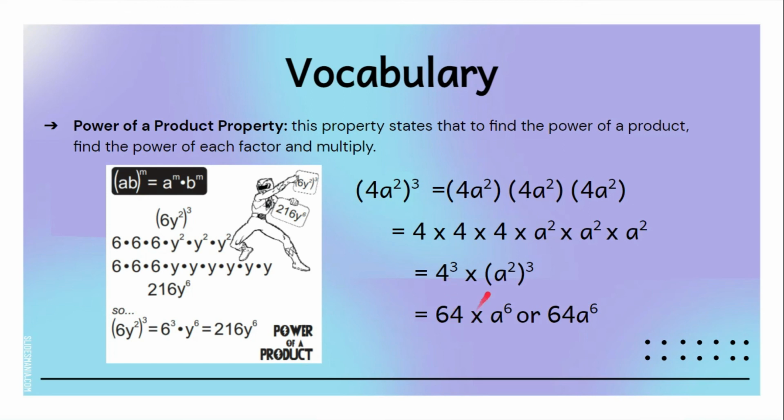And then to solve this other one, we can simply copy the base, a, and multiply both exponents. So 2 times 3 equals 6. So our answer is 64a to the 6th power.